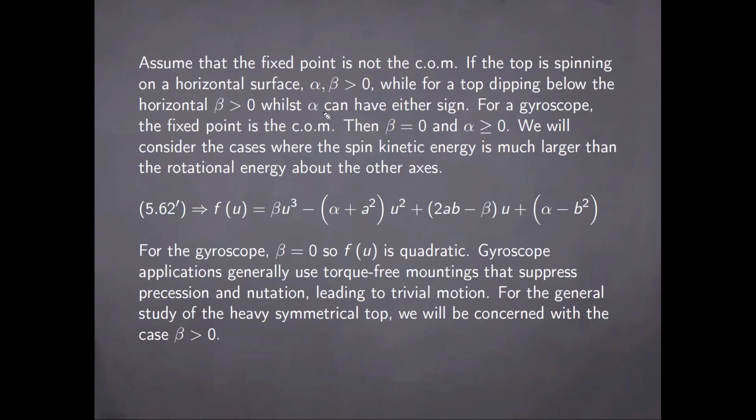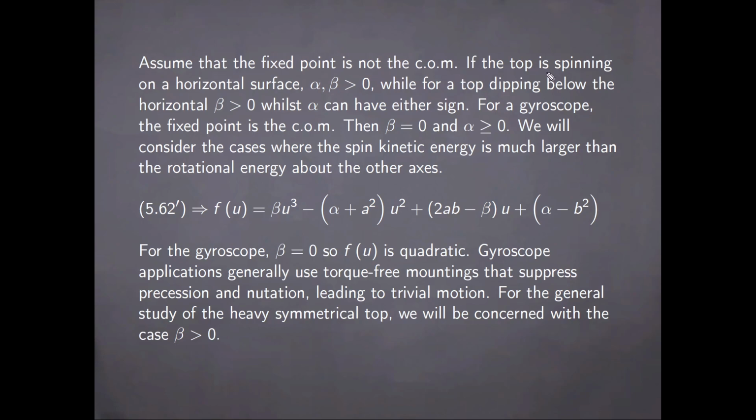Due to the inconvenience of working with elliptic functions, we need to find another way to understand the general characteristics of the motion of a heavy symmetrical top. And in order to do that, we need to discuss a bit the general characteristics of the constants and variables that are involved. So once again, let's begin by assuming that the fixed point is not the center of mass.